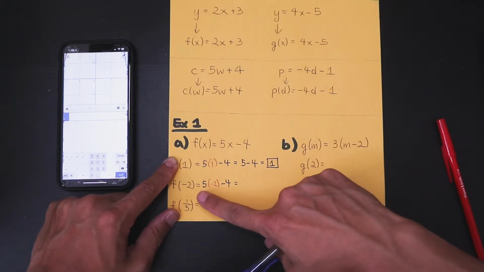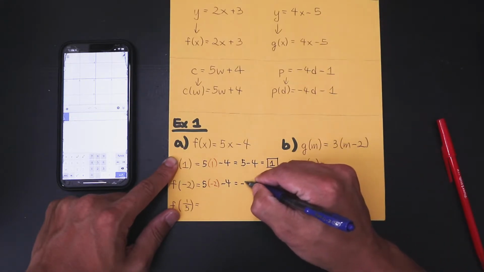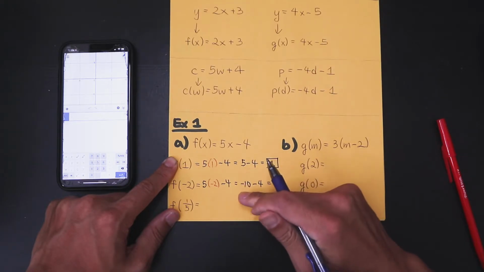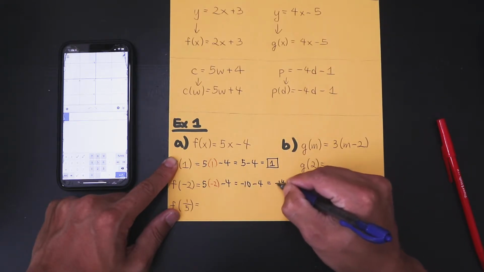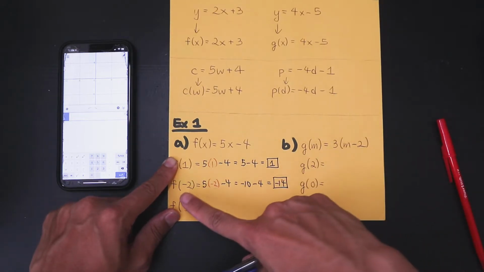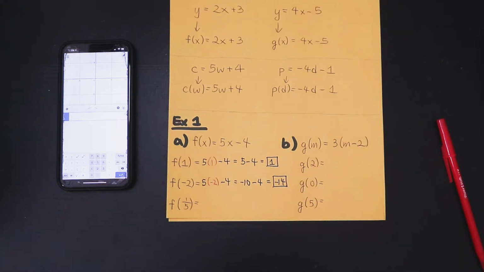So using order of operations, you're going to multiply 5 and negative 2 to get negative 10. So then negative 10 minus 4 would be negative 14, and then that's the output. When x is negative 2, your y is negative 14.